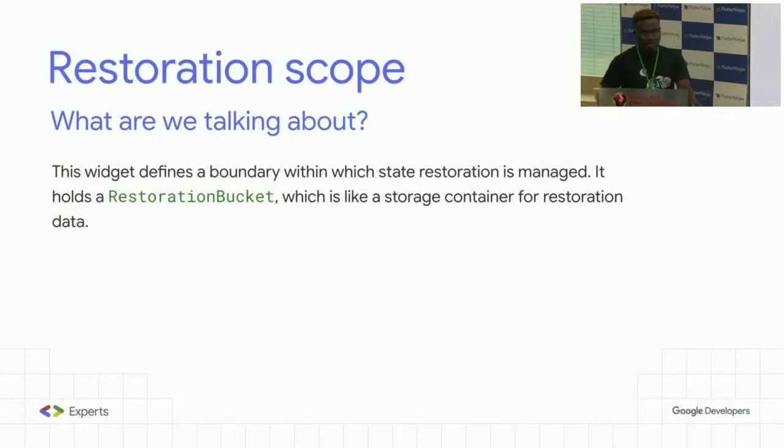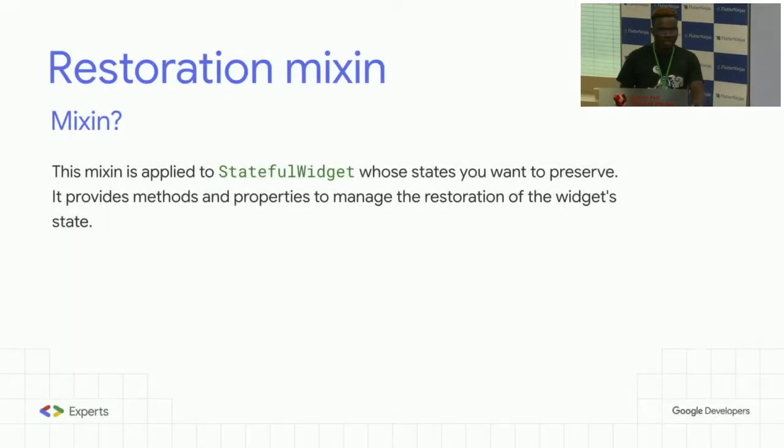You've also got a restoration scope. This basically defines some kind of boundary in which your state is being managed. In this boundary, there's some kind of bucket that we call the restoration bucket. Its work is just to hold data like a container. We've also got the restoration mixin. As a mixin, you apply it to stateful widgets whose states you want to preserve. This mixin provides you with methods and properties to manage and restore the states of the widgets.